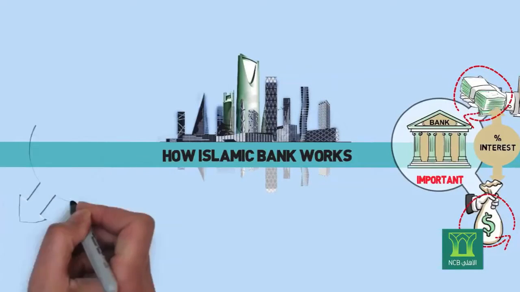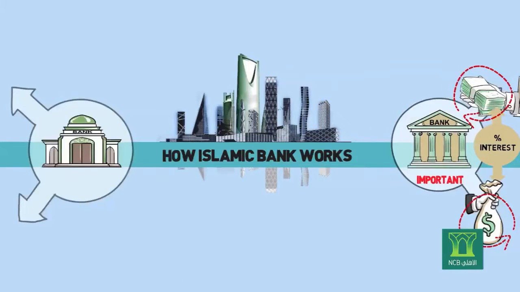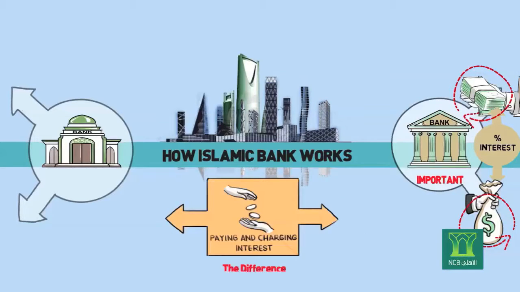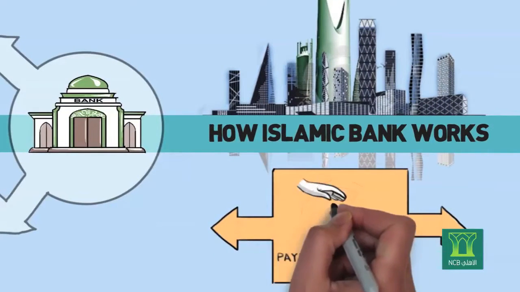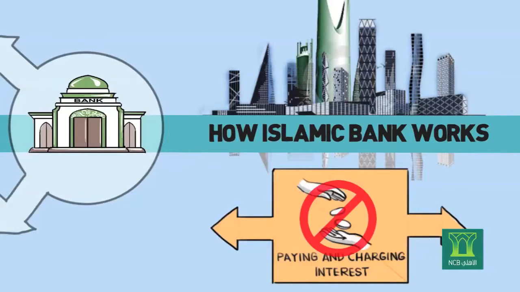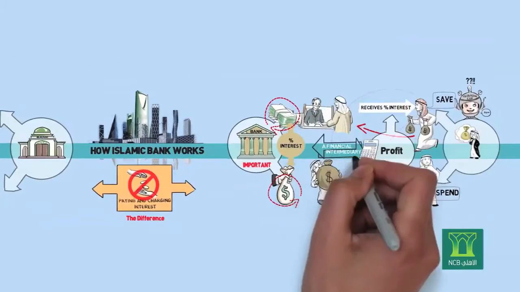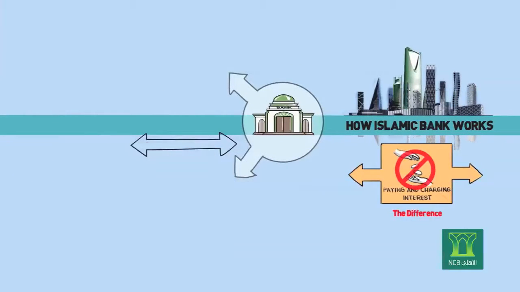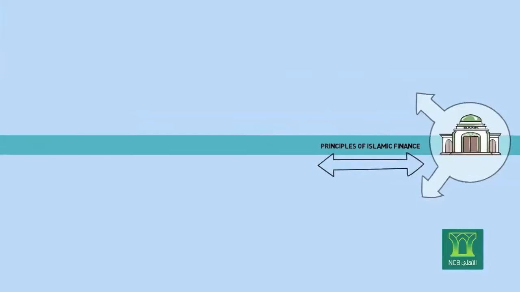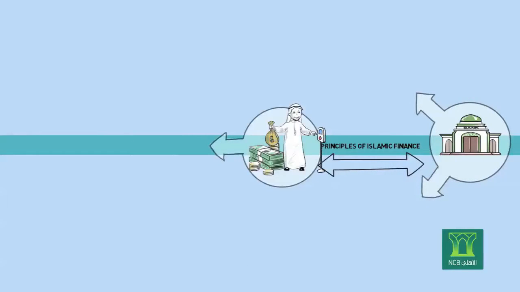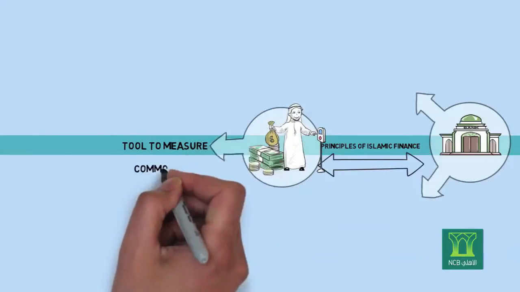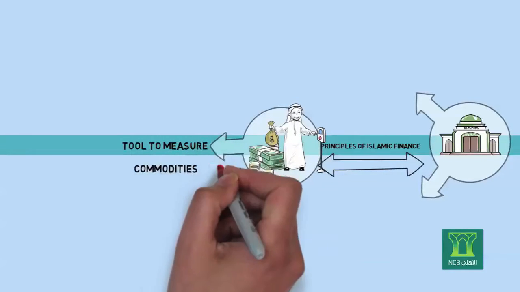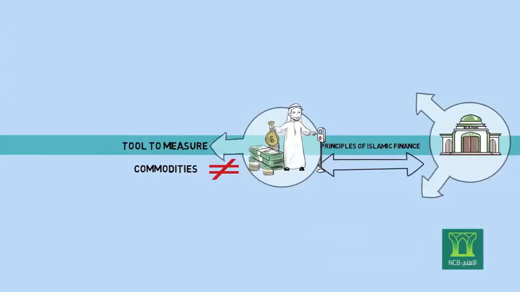Now the question is, how different is an Islamic bank from an interest-based bank? Islamic law prohibits any excess or premium charged on money lent. Paying interest and charging interest both are not acceptable. Under the principles of Islamic finance, money is viewed as only a medium of exchange and a measure of value. Money is a tool to measure the value of all commodities, and it is not a commodity in itself.